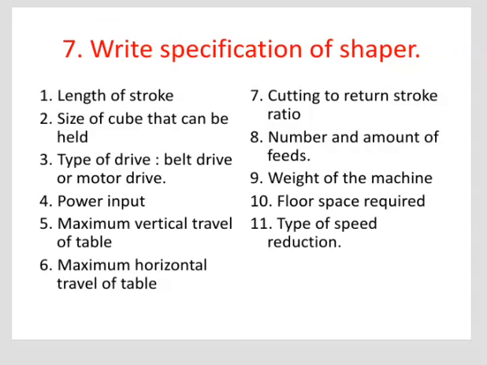Then the seventh question is: write the specifications of the shaper, how shapers are specified. Length of stroke, then size of the cube that can be held in the shaper, type of drive, it may be belt drive or motor drive, then power input, maximum vertical travel of the table, maximum horizontal travel of the table, cutting to return stroke ratio, number and amount of feeds, weight of the machine, floor space required, then type of speed direction. These are the specifications of the shaper.